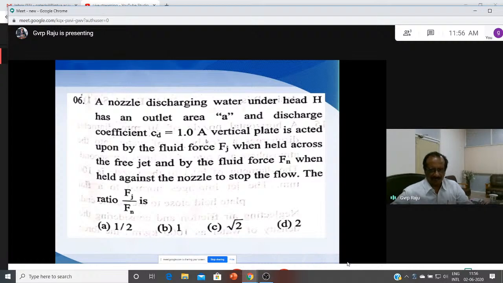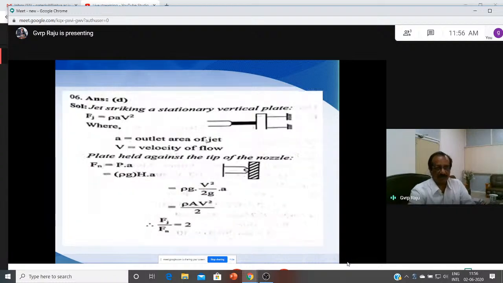Fj is the fluid force when the plate is held across the free jet, and Fn is the fluid force when held against the nozzle to stop the flow. We are asked to find the ratio. CD is equal to 1. The equation for a jet striking a plane is the famous rho A V squared: mass density into area into velocity squared. Because the final velocity is 0, rho A into V2 minus V1 gives rho A V squared.